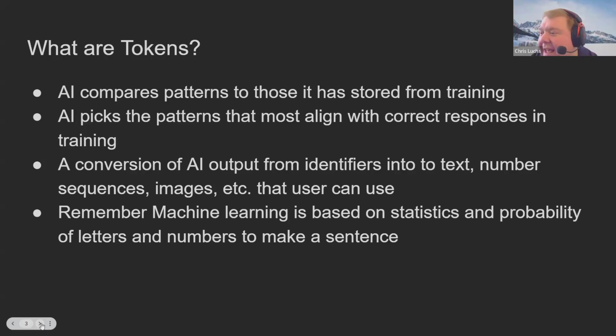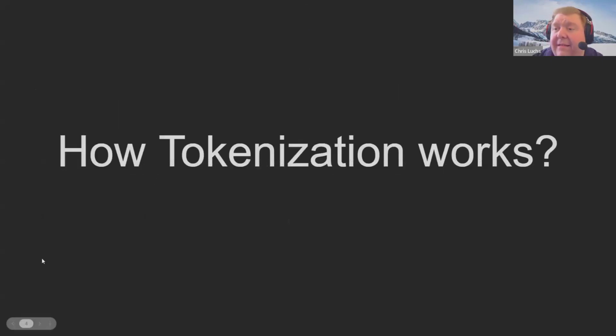And then the next thing is a reminder for everyone that machine learning is based on statistics and probability, not intelligence. It's all about how whoever developed that AI decided what a correct response was, and the number of times human behavior indicated that this was correct.